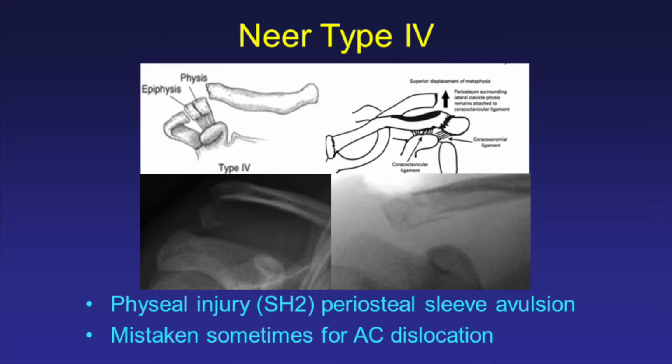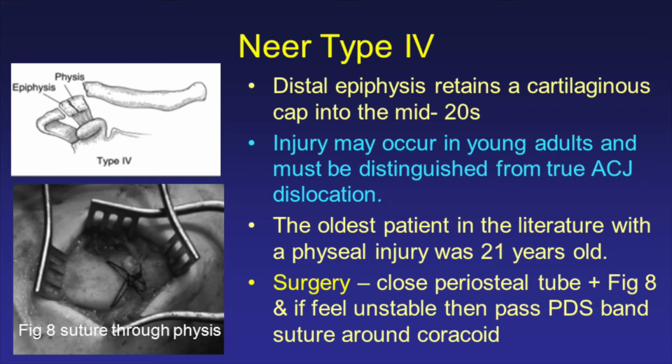The Neer type 4 is a physeal injury, which is a Salter-Harris 2 fracture. It comes through a periosteal sleeve. The distal epiphysis continues to be cartilaginous up to the mid-20s. It can be mistaken for an AC dislocation, and the oldest patient in the literature with a physeal injury was 21 years of age. Surgery is really just to close the periosteal tube, and then you can do a figure of 8 through the physis, and if you felt it was still unstable, pass a PDS band around it.